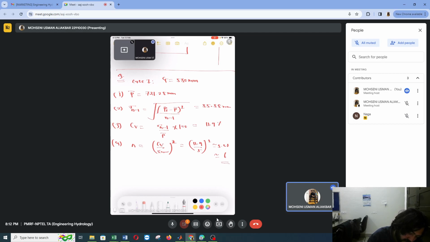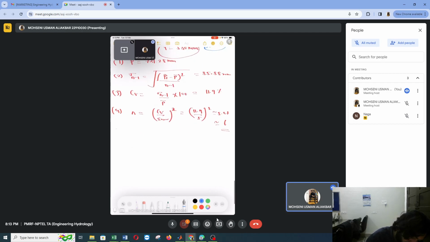Now they are asking what if this G value changes and it is 530 mm. What changes are going to come here, whether the number of rain gauges is going to increase or decrease. So let us see that. For case 2, that is when G is 530 mm, let us calculate the precipitation mean. When we calculate the precipitation mean here, the answer is 714.14 mm. Obviously the value of G is reducing, so the precipitation will also get reduced.